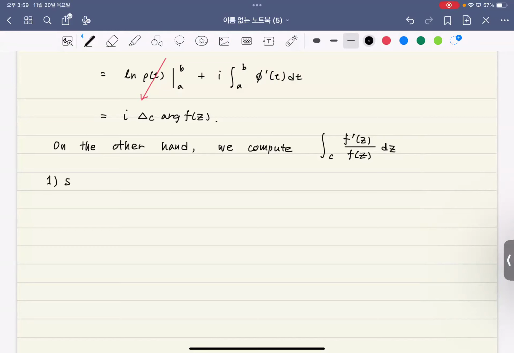Now, first, we'll need to consider 2 different cases. Suppose that f has a 0 of order m at z0. This point is clearly inside of C.